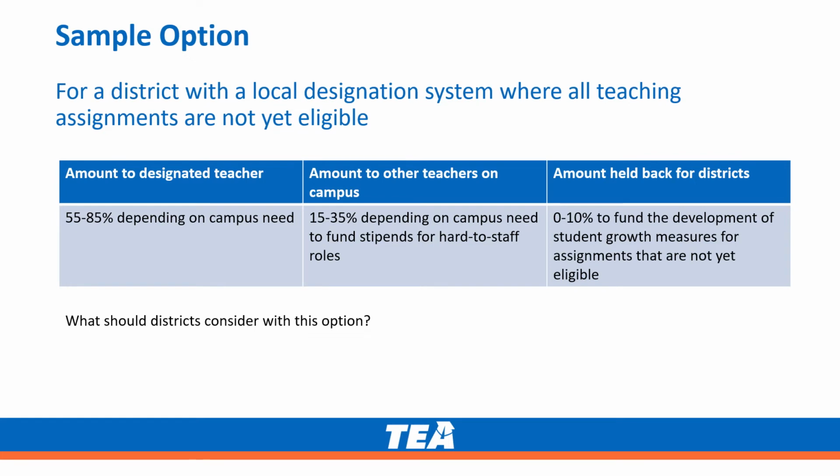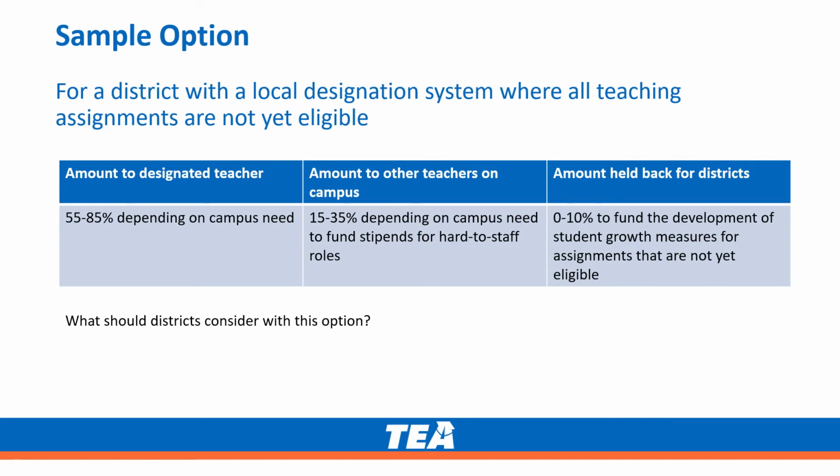We will now review a sample option that is found on this slide. In this example, we have a district who is applying for a local designation system where not all teaching assignments are yet eligible. In this example, this district has decided to vary the amount to the designated teacher based on the campus where the designated teacher works. If a teacher works at a higher needs campus, they would receive a higher percentage of the allotment.